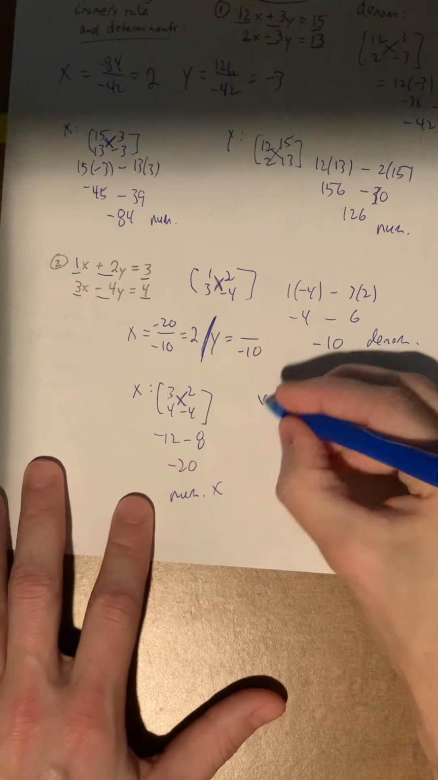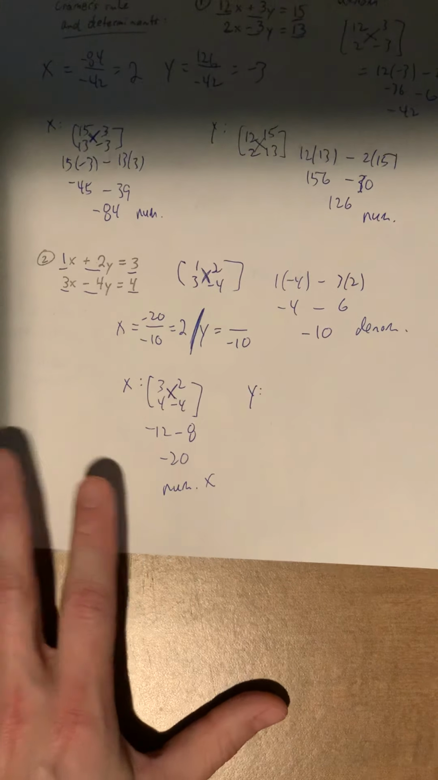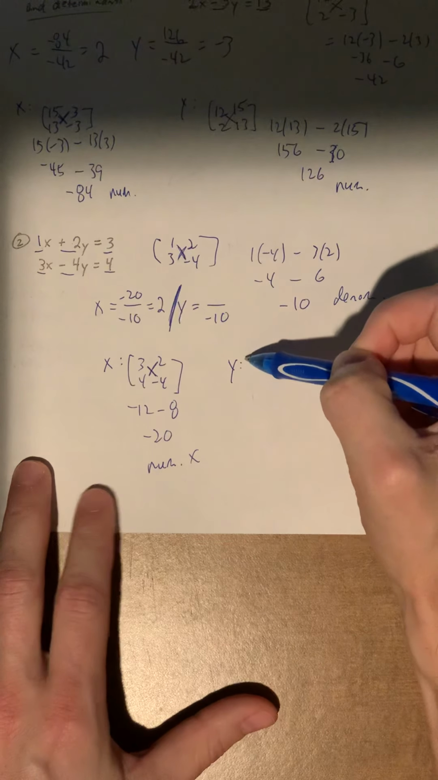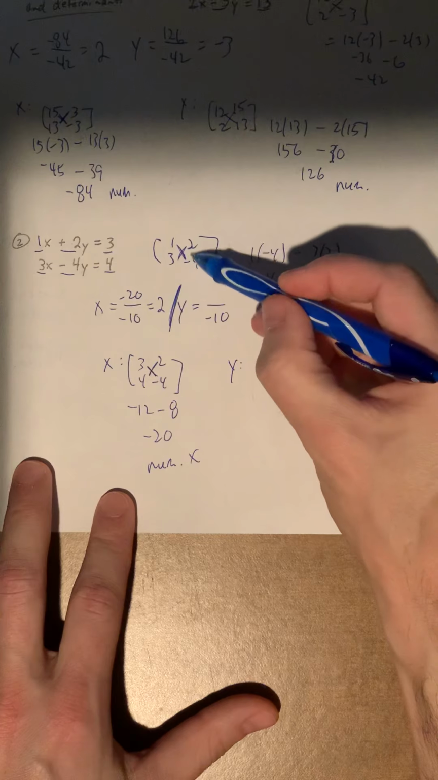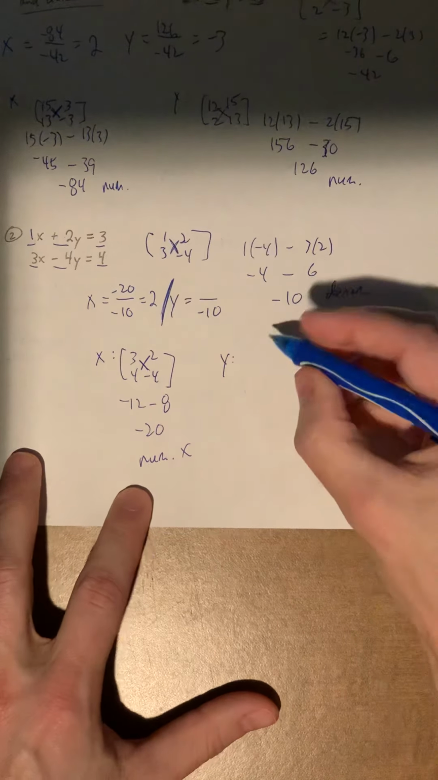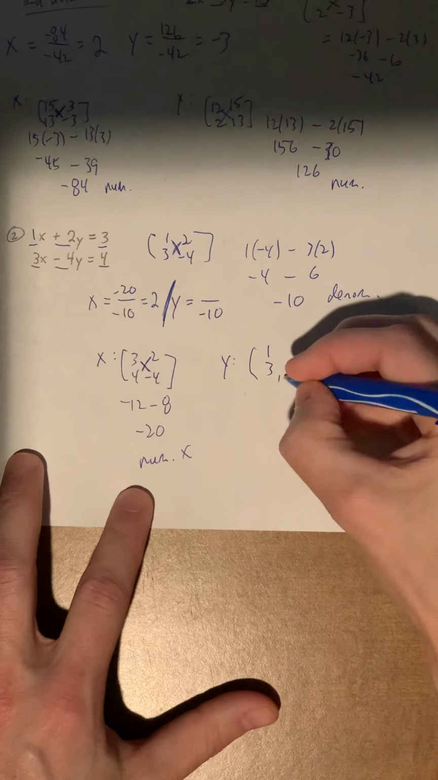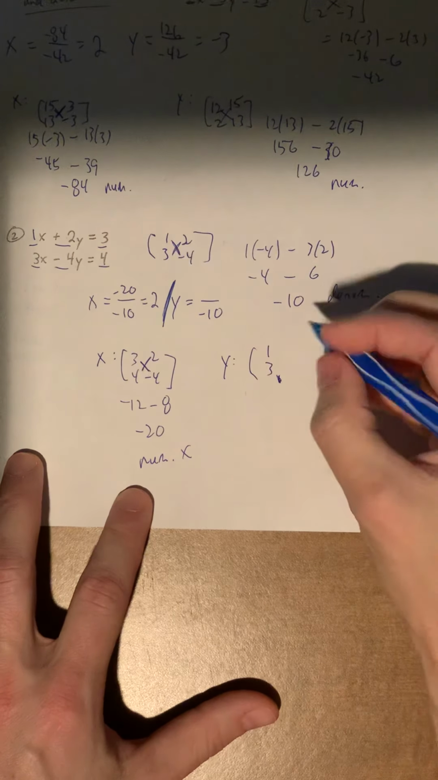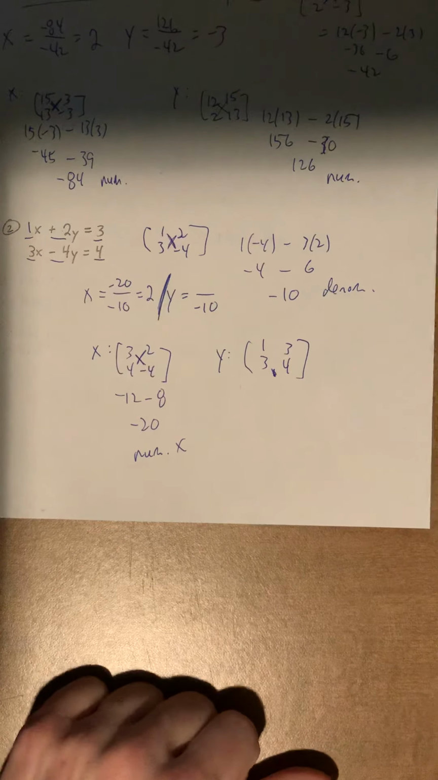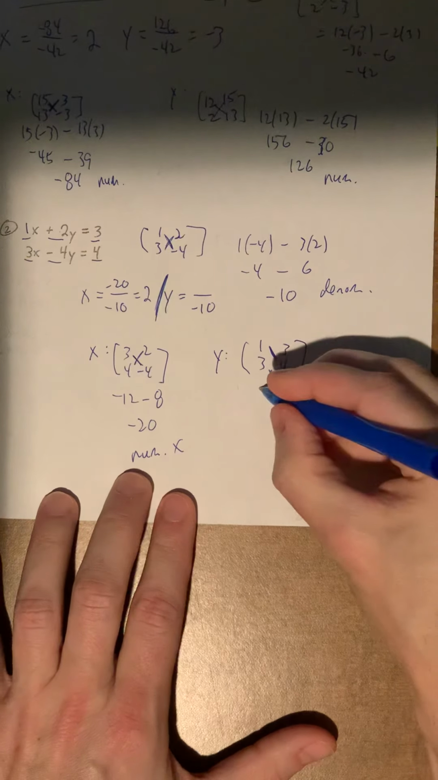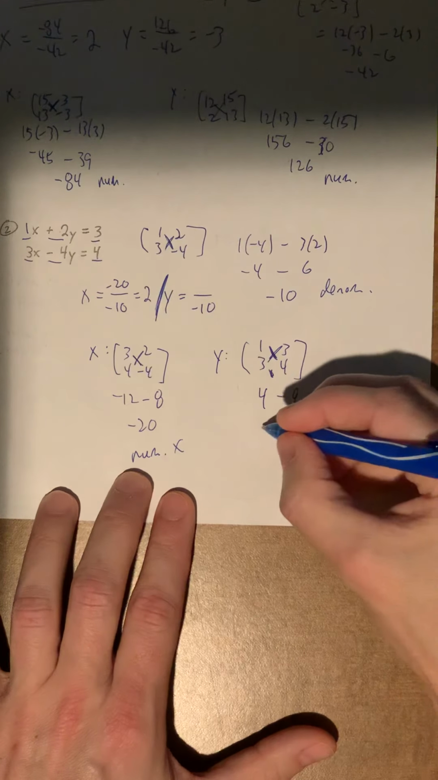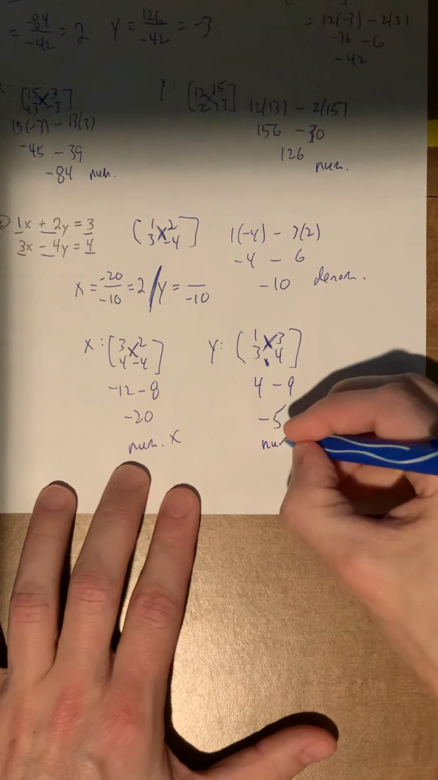All right, let's go for y now. Numerator for y. All right, you're going to take this matrix again, but since you're going for y, you're going to replace the y coefficients with 3 and 4, your constants. So keep your 1 and 3, your x coefficients. And then 3 and 4. Now find the determinant. So 1 times 4 is 4. Minus 3 times 3 is 9. 4 minus 9, negative 5. That is your numerator for y.